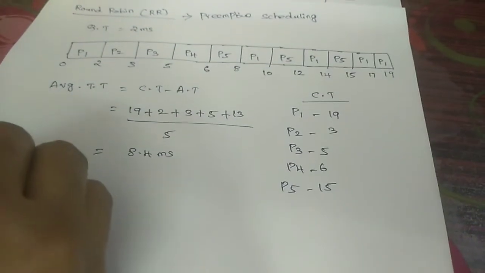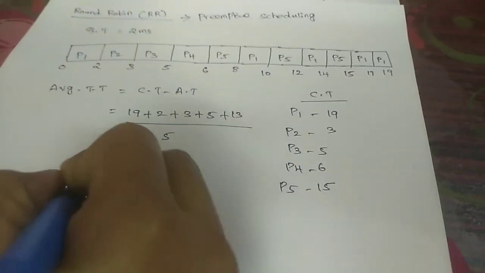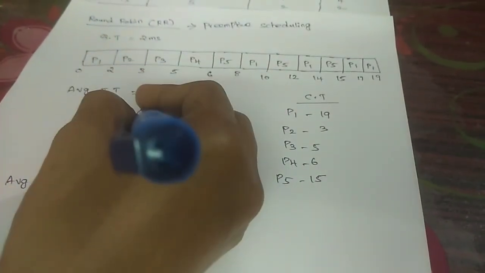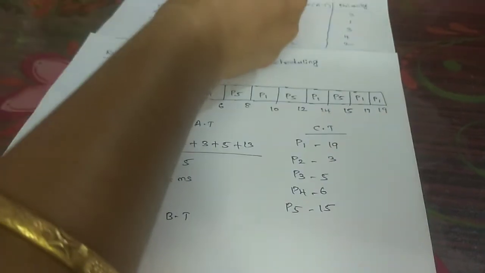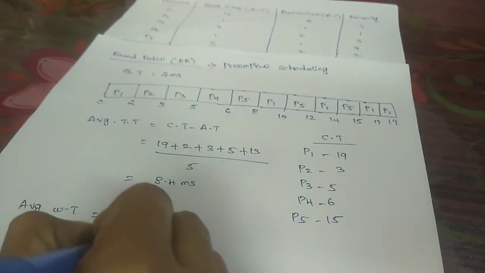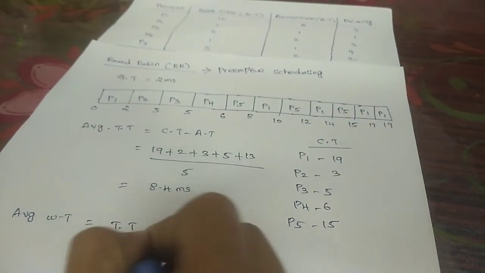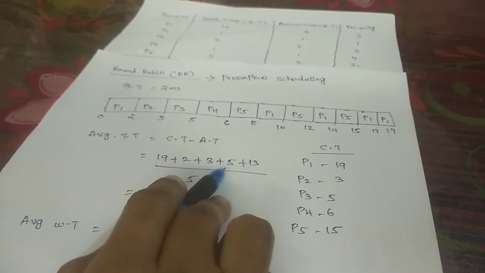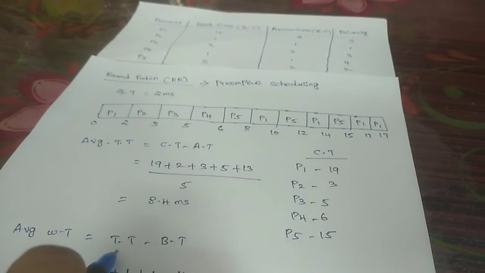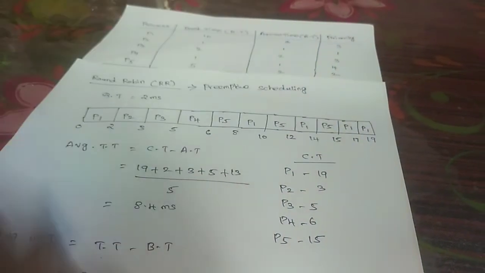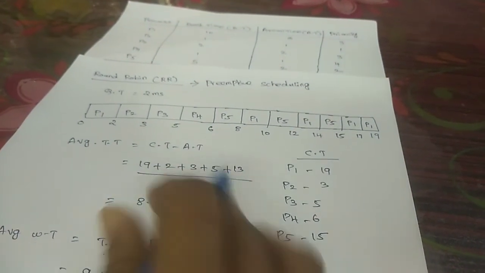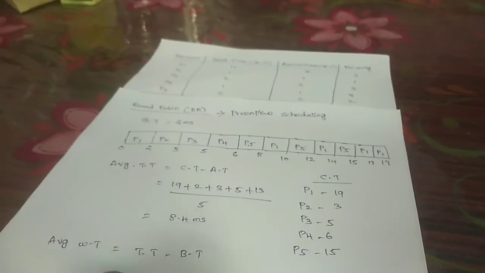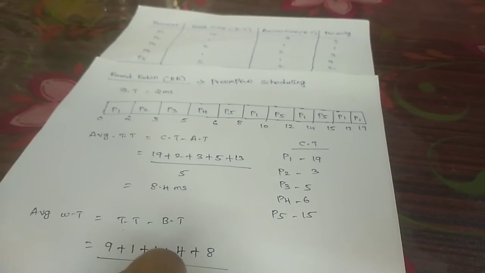Next, we are going to calculate the average waiting time. The formula is turnaround time minus burst time. So this is the turnaround time of process P1 minus its burst time, so we get 9. For the next process it is 1, for the third process it is also 1, and for the fourth process it is 4, that is TT minus BT, 5 minus 1, that is 4. And 13 minus 5 is 8, and the sum divided by 5 equals 4.6 milliseconds.